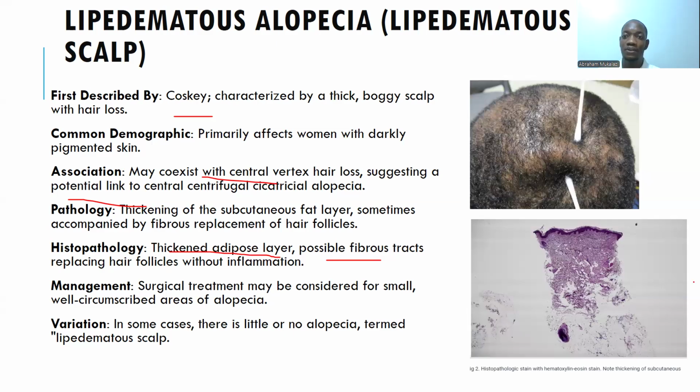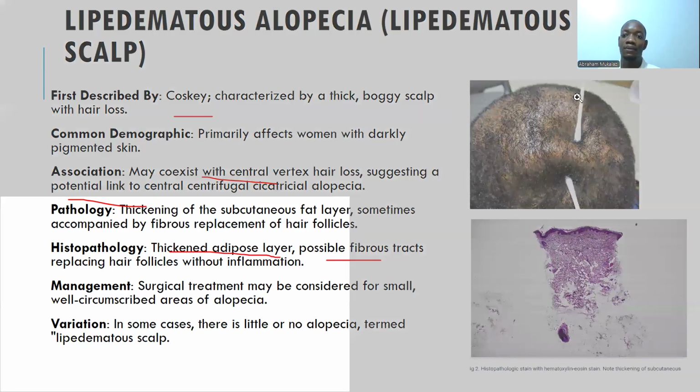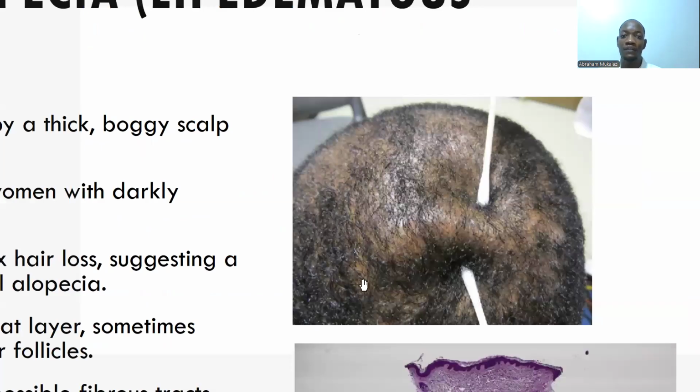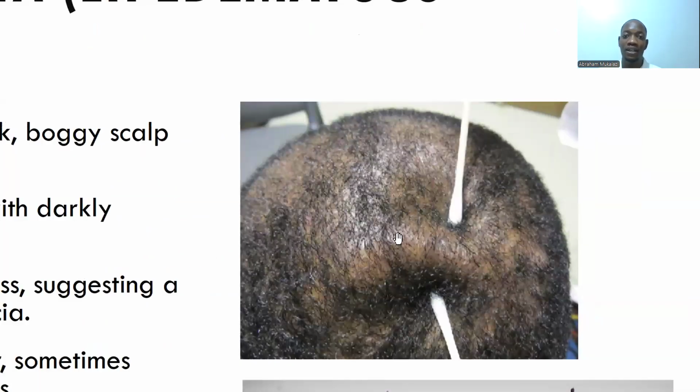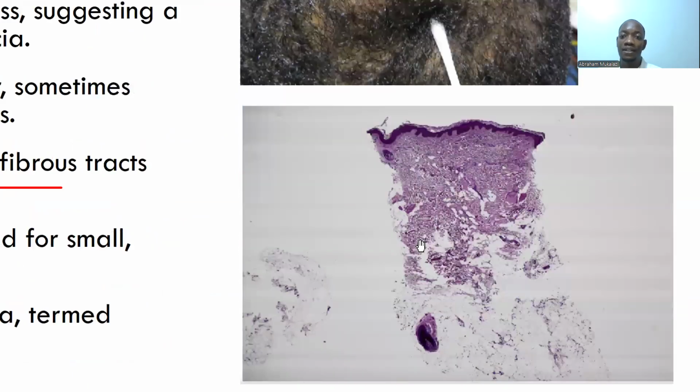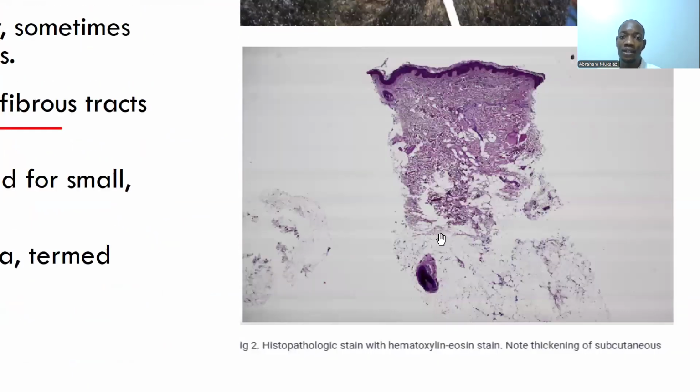So this is how it will look like in the picture. I think we've seen people having little, sparse hair, but when you look at the scalp, it looks a little bit boggy and soft. That is having a lot of fat just below the scalp. And then this is how it looks like on histology. You see in the histology, all this layer is fat. This is compact fat, and even this side is fat.